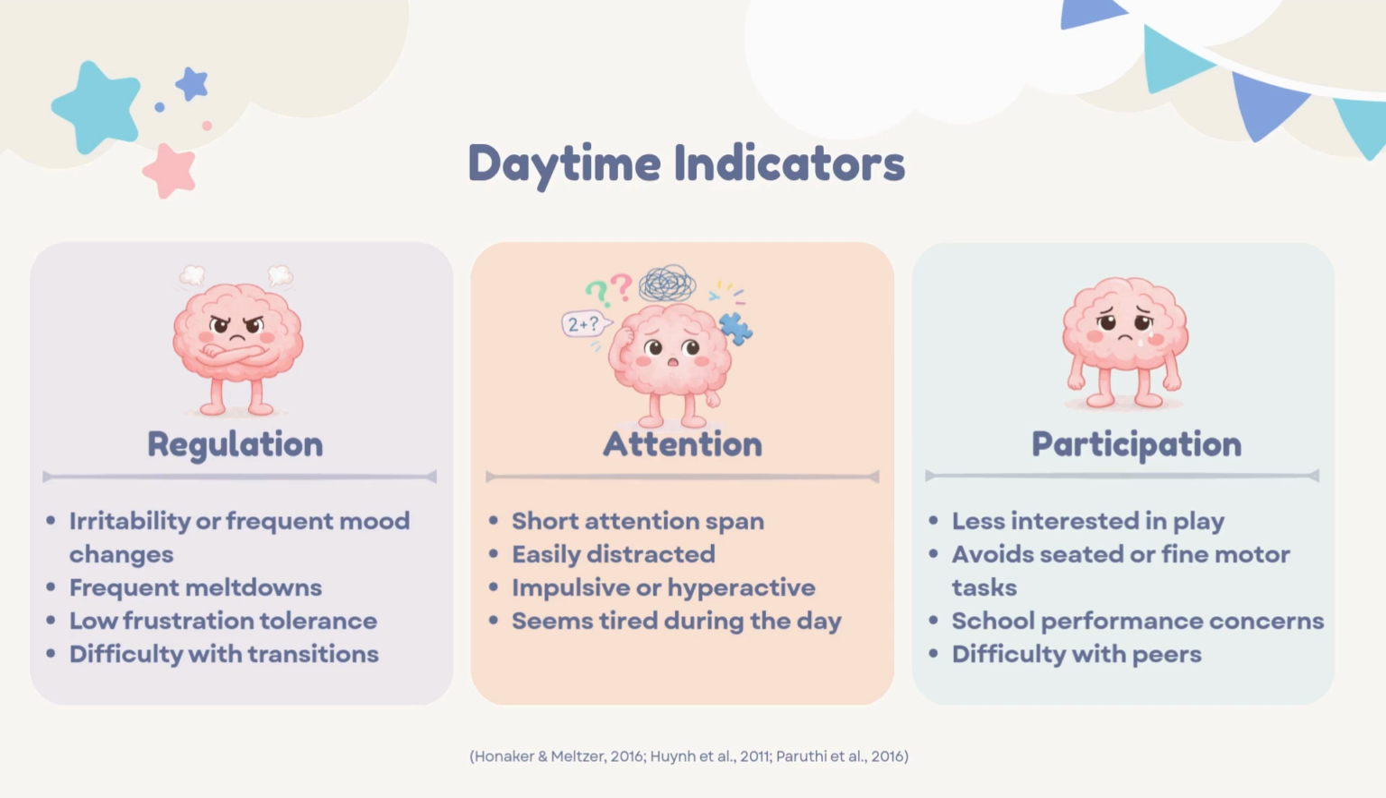During the day, disrupted sleep often shows up in ways that can look behavioral at first. We may notice increased irritability or frequent mood shifts, difficulty sustaining attention, impulsivity or hyperactivity, or sometimes the opposite, a child who seems tired, withdrawn, or less engaged in play. Participation may shift as well. A child may avoid seated tasks, struggle with transitions, or begin to have increasing difficulty at school with peers. On their own, these signs are not specific to sleep, but when they align with what the caregivers are describing at night, they may begin to tell a more complete story.